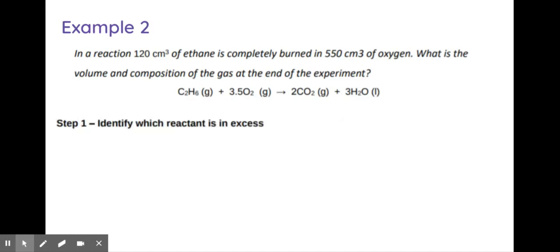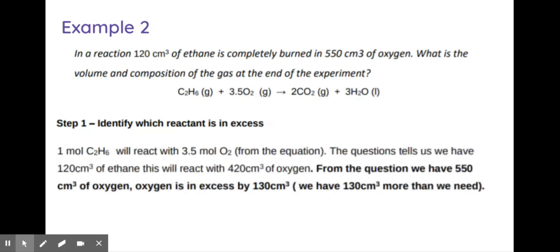So, identifying which reactant is in excess, how do we do that? Well, we take 120 centimetres cubed of ethane and then we multiply it by 3.5 and that will tell us how much oxygen we require. So if 1 mole of ethane reacts with 3.5 moles of oxygen, then 120 centimetres cubed of ethane will need to be reacted with 420 centimetres cubed of oxygen.